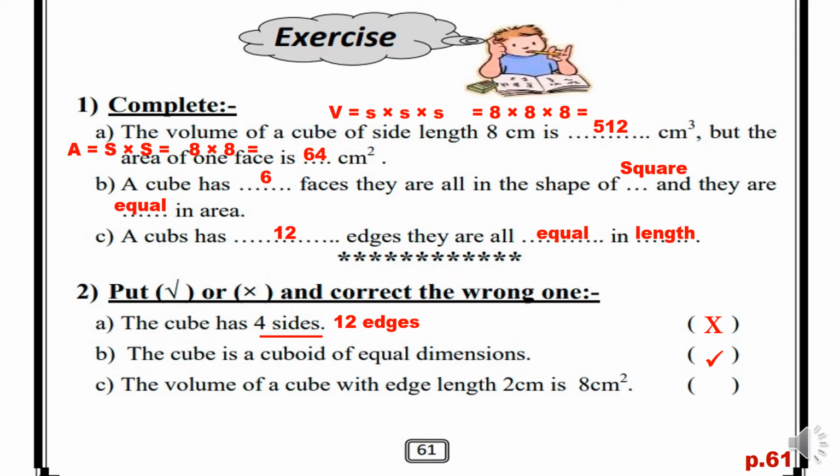In letter C, the volume of the cube with edge length 2 cm is 8 cm squared. Let's see, I have a volume of the cube, edge length 2 cm. So the volume is equal to side times side times side. Here the edge length, which is equal to the side, is 2 times 2 times 2, which is equal to 8. But it's 8 centimeter cube, not centimeter square. So this is the mistake here. This is wrong because here I have centimeter cube, not centimeter squared.